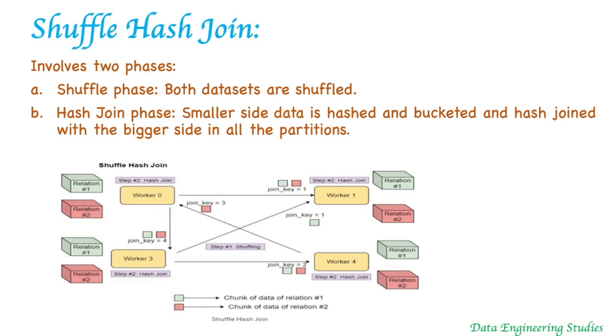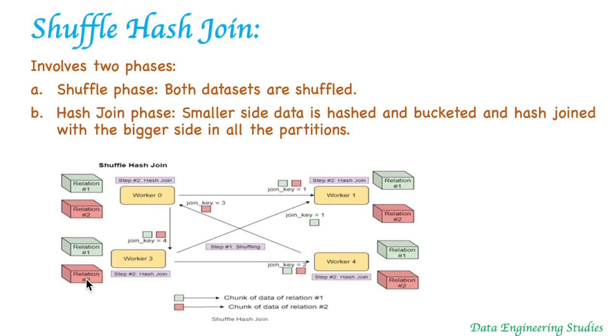In this diagram, we have 2 datasets represented in green and in the orange color. Two datasets are shuffled into 4 different worker nodes. So in each worker node, the smaller side data is hashed, bucketed and joined with the bigger side in all the partitions. Shuffle hash join is different from broadcast hash join because the entire dataset is not broadcasted. Instead, both the datasets are shuffled and then the smaller side data is hashed, bucketed and joined with the bigger side data in all the partitions.